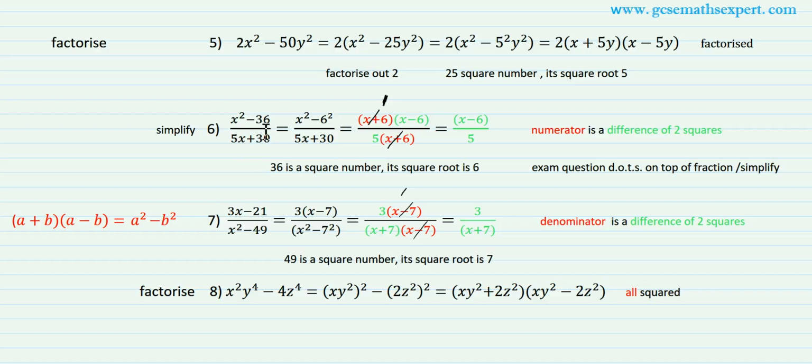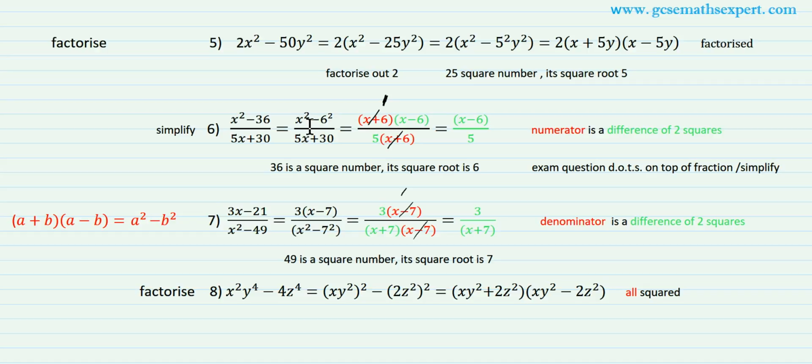Now this 36 is a square number and its square root is 6, so you write it like that, x squared minus 6 squared. 6 squared is 36. On the bottom we have 5x plus 30. Now this can be factorized: you take the 5 out, put the 5 outside, and what's remainder is x plus 6. 5 times x is 5x, 5 times 6 is 30.